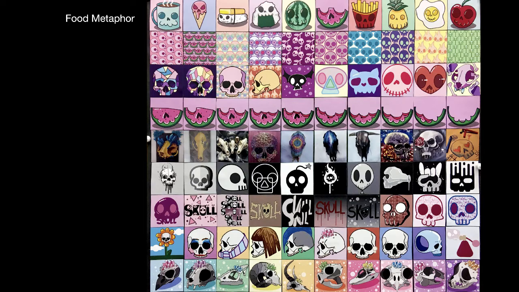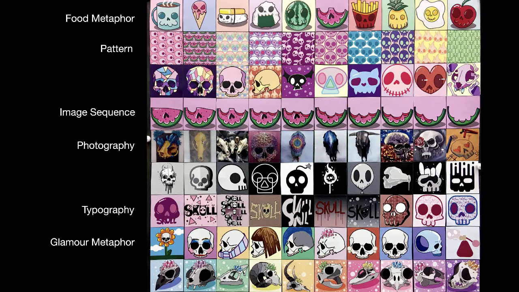Underneath that, she's created a pattern. Using Adobe Illustrator, she's created some interesting effects. Below that, we see an image sequence. An image sequence is just a couple of images put together that suggest the passing of time. As you can see here, Samantha's also included some photography of some other works that she's created around the subject of skulls. A little below that, Samantha has explored typography and yet another row of visual metaphors, this time skulls as seen by the fashion industry. These are all very well done.